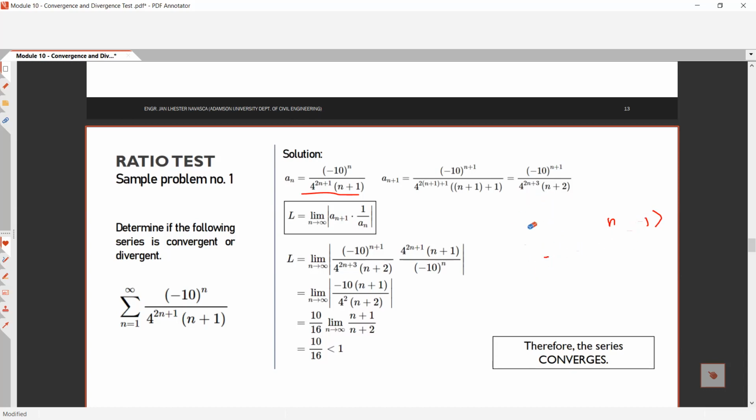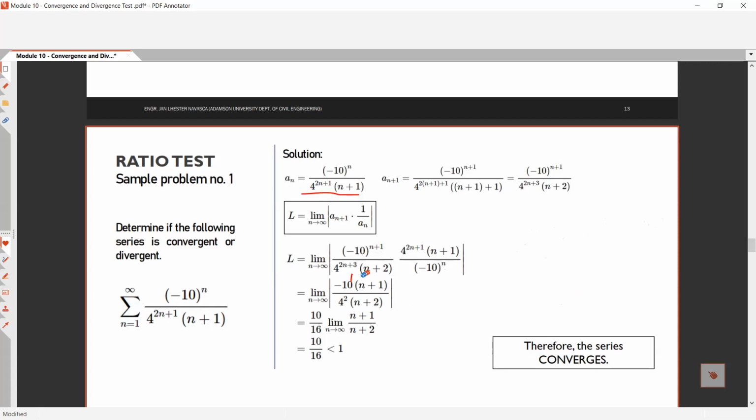Okay? So that is why this one, negative 10 raised to n plus 1, then negative 10 raised to n. Therefore, n plus 1 minus n, what remains is positive 1. So that is negative 10 raised to 1. Okay, this one. The exponents just got subtracted. So, n plus 1 minus n, what remains is 1. So, therefore, that is 10 raised to 1. Okay, so that's it.